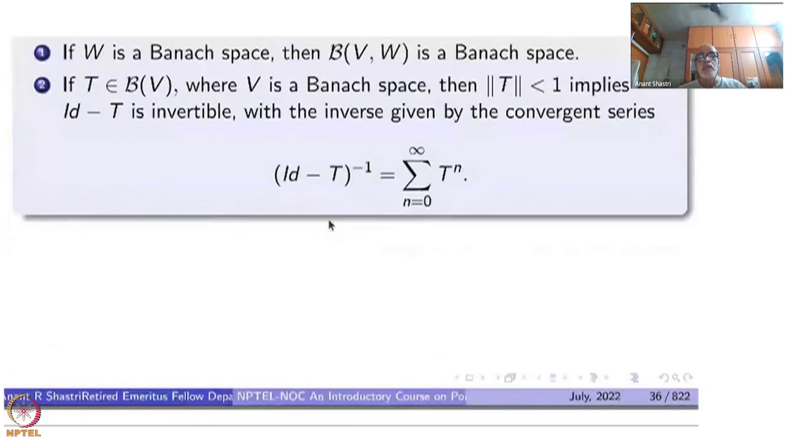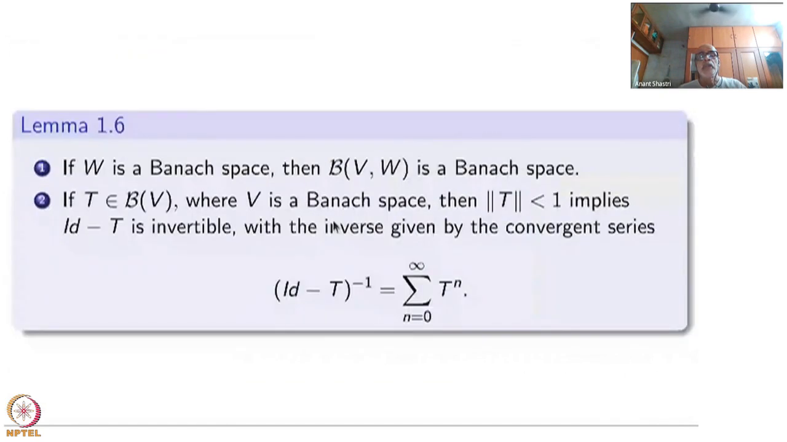So I will have one more important lemma here. Namely, now I am assuming W is a Banach space. Okay. A Banach space is nothing but a normed linear space in which the induced metric is complete. Every Cauchy sequence is convergent, right? So take the codomain as a Banach space. Then the set of all bounded linear functions from V to W with the operator norm becomes a Banach space itself. This is what we have studied last time in part one.